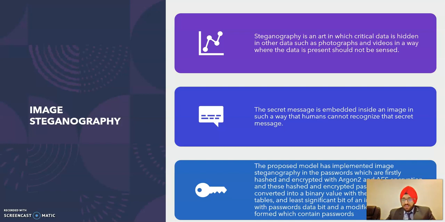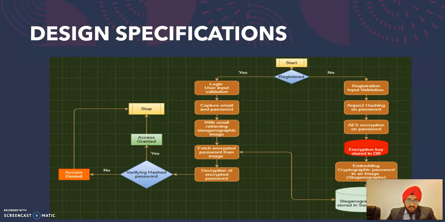So our proposed research is that first Argon2 hashing will be performed on the password, then the password will be encrypted using AES encryption, and then it will be stored inside an image instead of being stored inside a database. Now we will see the design specification.